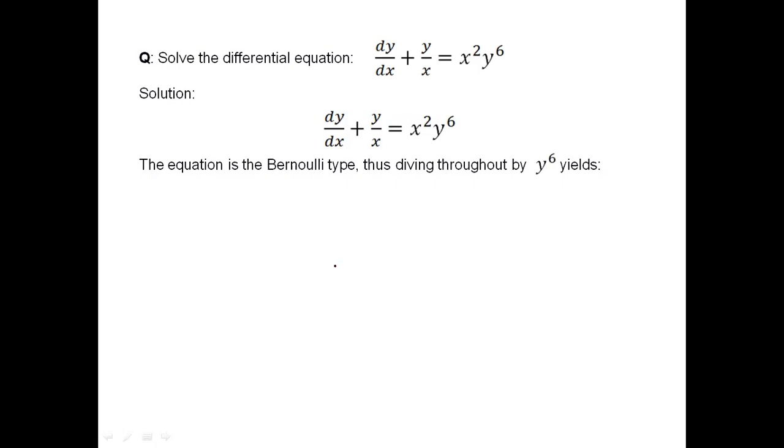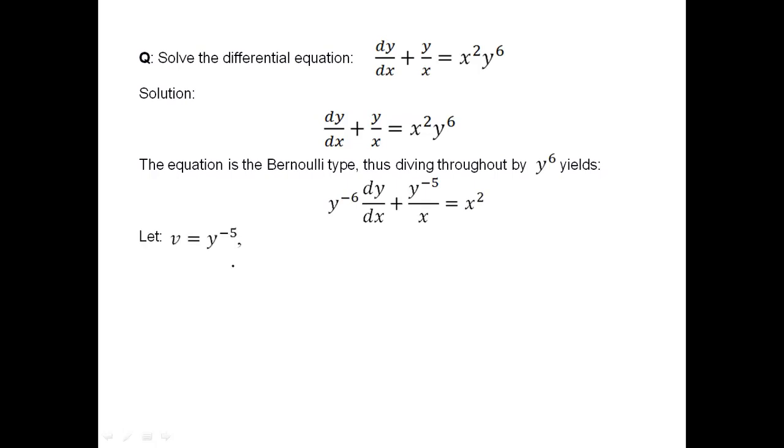Dividing throughout by y raised to the power 6 will give us y raised to the power negative 6 dy over dx plus y raised to the power negative 5 over x is equal to x squared. Then from here, we are simply following the same procedure.